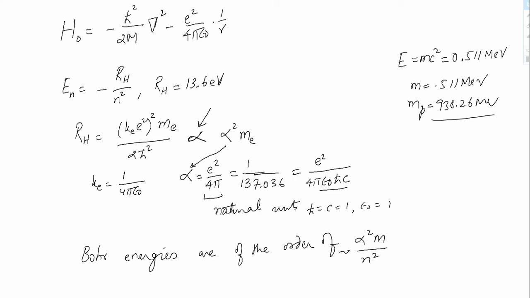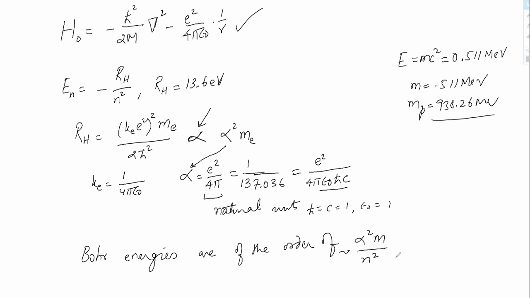Other things would simply remain the same regarding the corrections which we shall be talking about. Therefore, for the unperturbed Hamiltonian, the Hamiltonian which I have written on the top, the Bohr energies are of the order of alpha square m by n square.